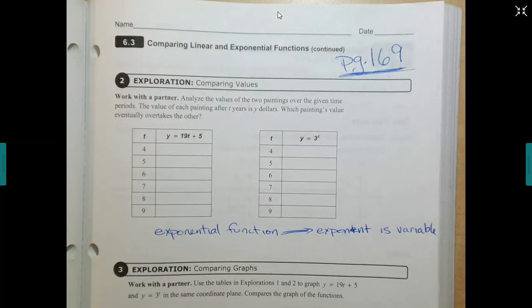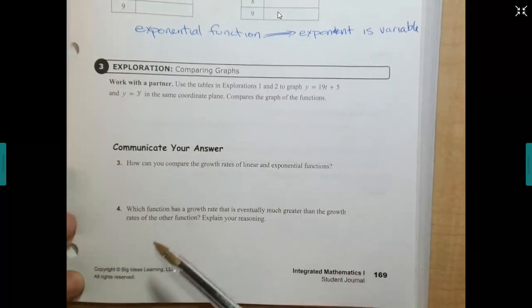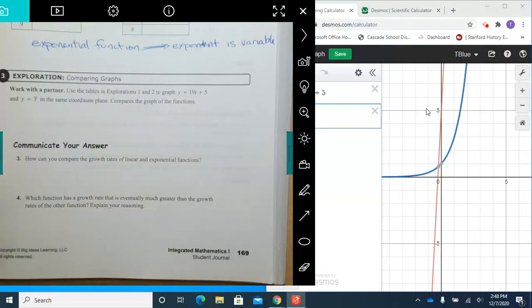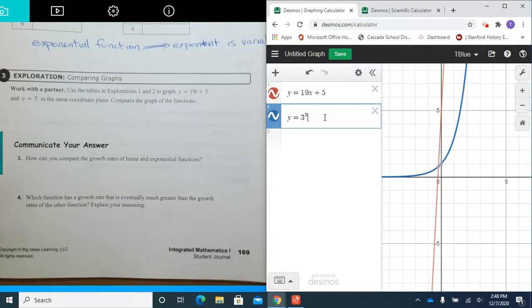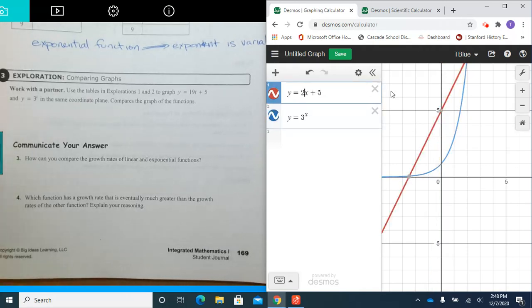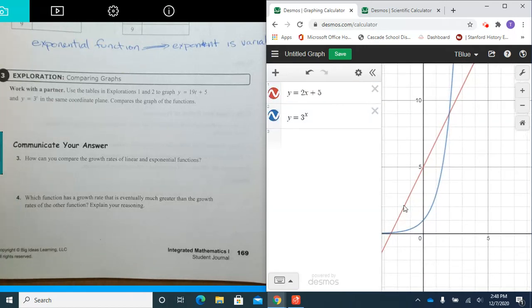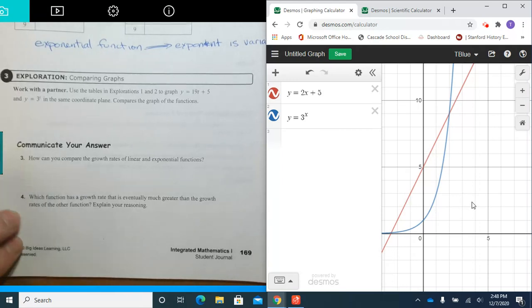So now, right here, down at the bottom. How can you compare the growth rates of linear and exponential functions? Well, let's look at the growth rates. Let's mellow this one out. Let's go like this. And then let's look at the function. So for this linear function, you see this constant growth rate. It's the same growth rate here as it is here, as it is here, as it is way down here. A linear function has a constant growth rate.